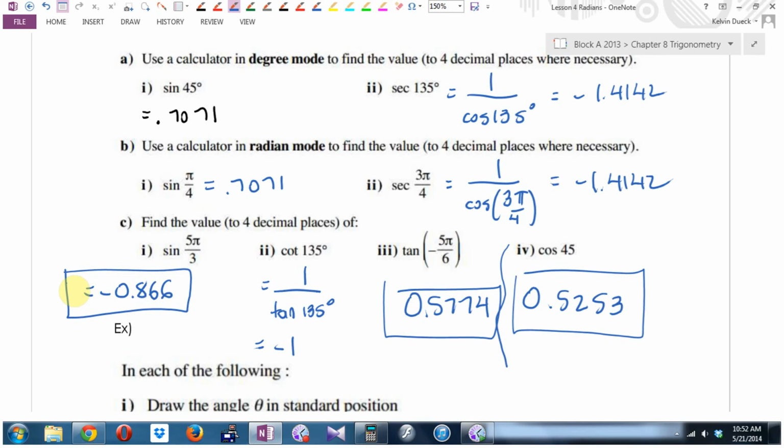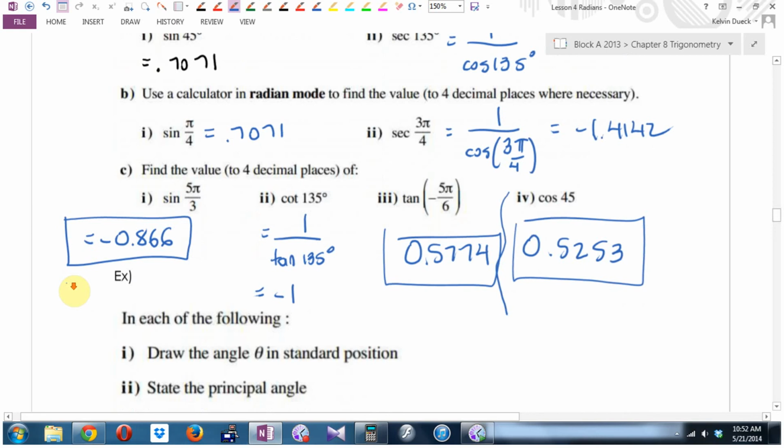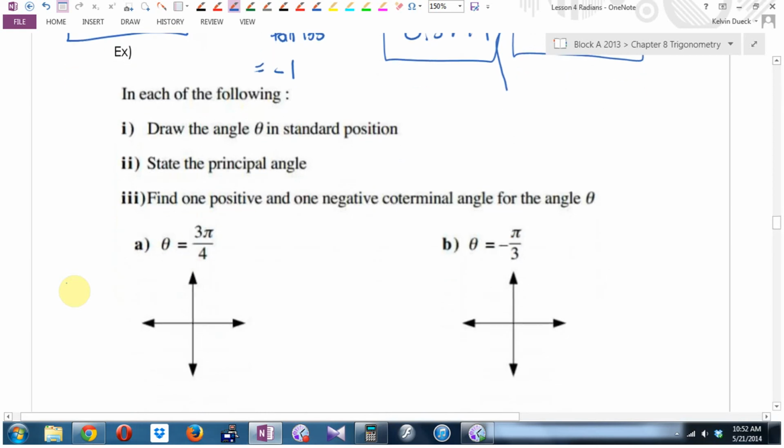The tricky part is moving around the circle in radians. If you've been zoning out, now is the time to sit up. I'm going to show you a great trick, a great procedure to get comfy with radians. It says this: for each of the following, draw the angle theta in standard position. State the principal angle, then find one positive, one negative coterminal.